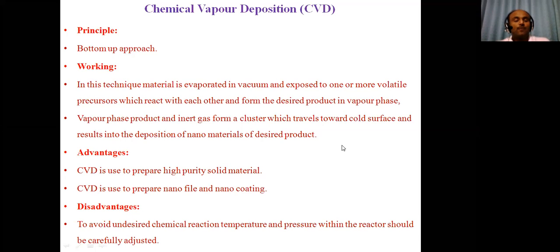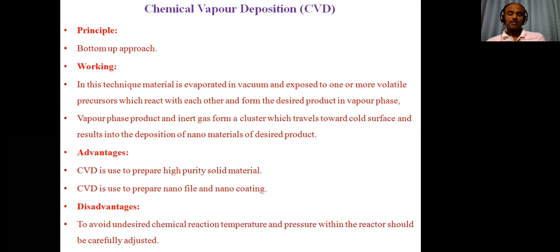An advantage of the chemical vapor deposition method is that it is used to prepare high purity solid material. CVD is used to prepare nanofilm and nanocoating. Along with advantages, some disadvantages are also there. In disadvantages, the temperature of the reaction and the pressure inside the reactor should be carefully adjusted, otherwise it will lead to the formation of some impurities, or we can call it undesired chemical reactions.